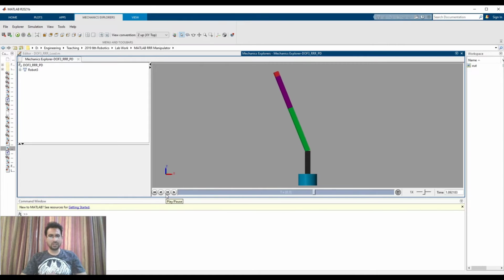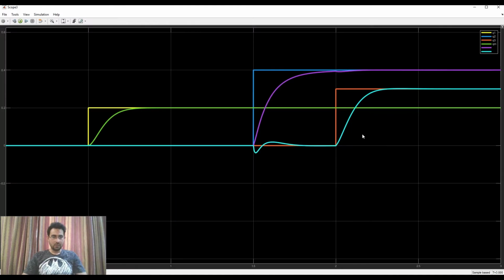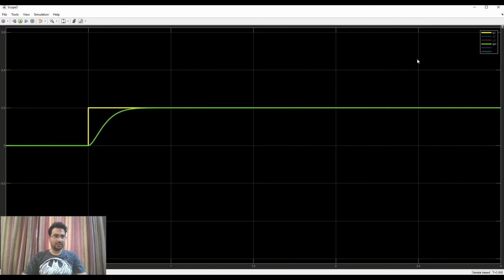So here is the simulation, and you can see that the manipulator is following the angles which we have provided. Just to be sure, let us watch the scope and see what's happening there. Here is the scope data, and you can see that all three reference set points are being followed perfectly. This yellow line is the first joint angle, and I'm closing the other reference lines so that you can see better. The yellow line is the set point for joint number 1, and green is the measured angle which the robot traverses. After a particular time, it follows that set point perfectly.